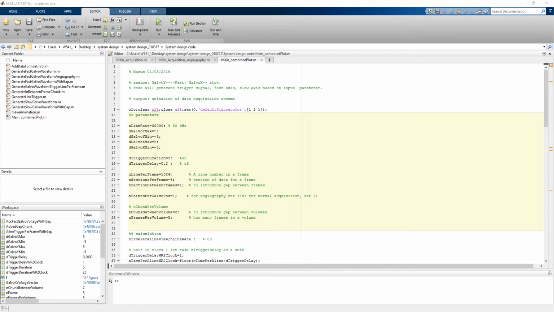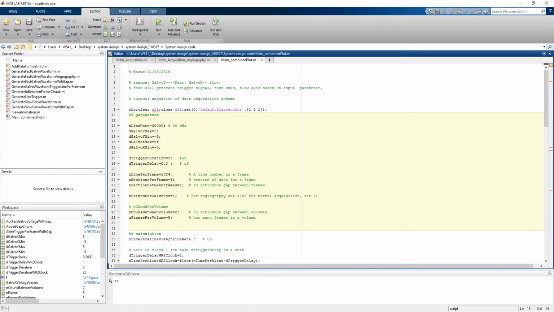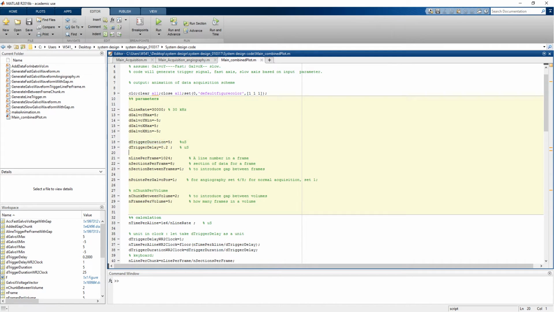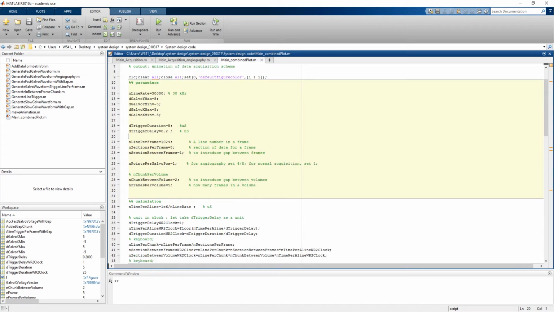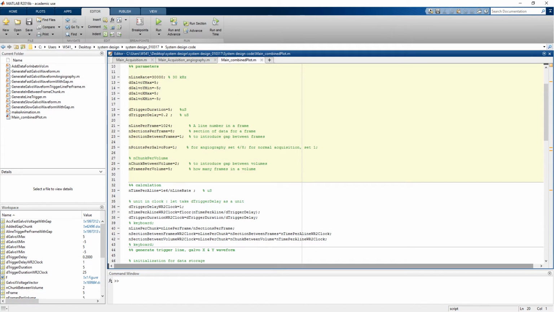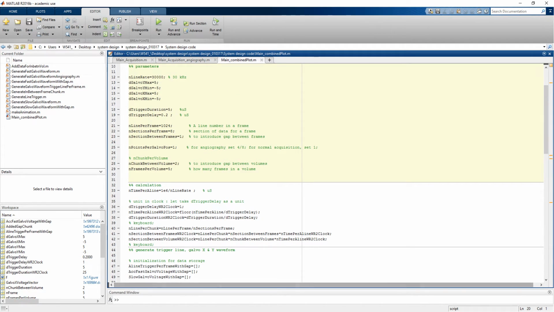This is now the MATLAB code that I wrote to simulate all the signals. As I mentioned in part 1, we have to define some parameters. Here is the line rate. There are different galvo voltages, and you can change these values. This is the trigger duration: how long will the trigger last? The trigger delay time you can define too. These are changeable parameters, such as lines per frame and other data.